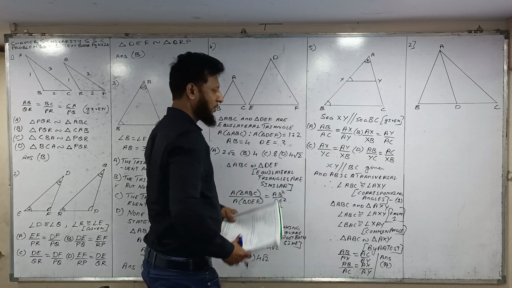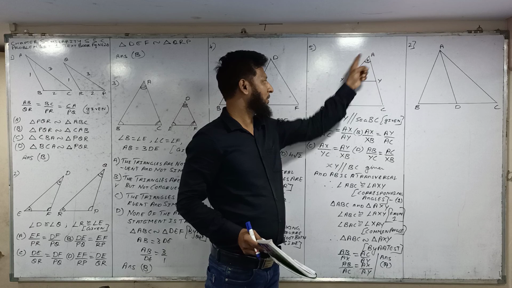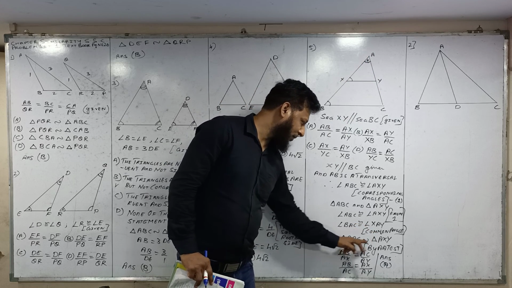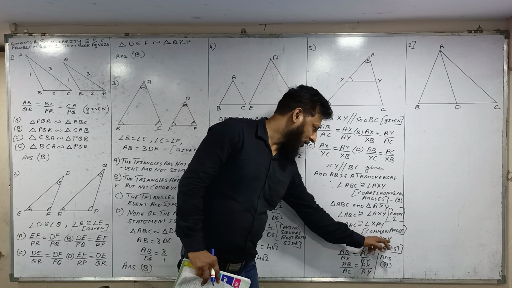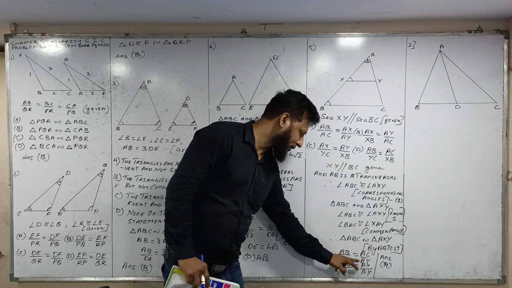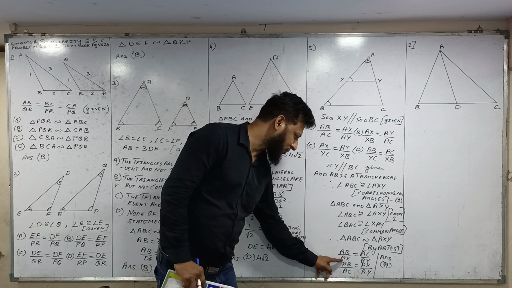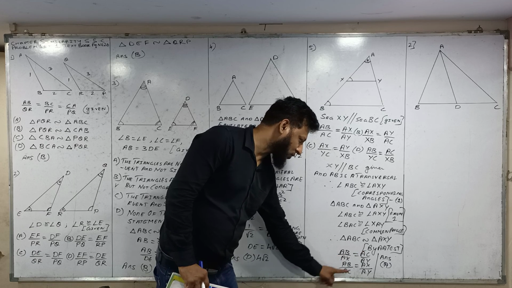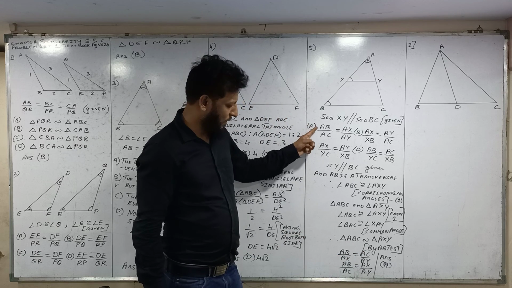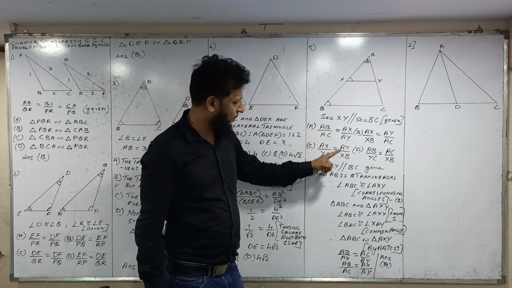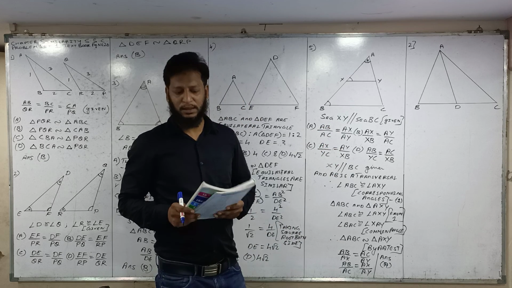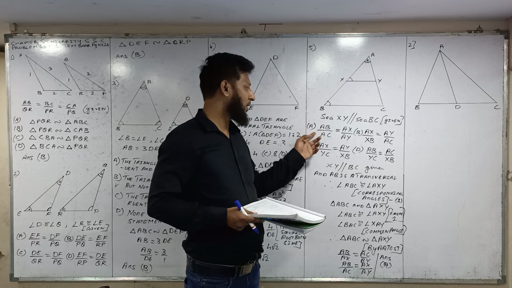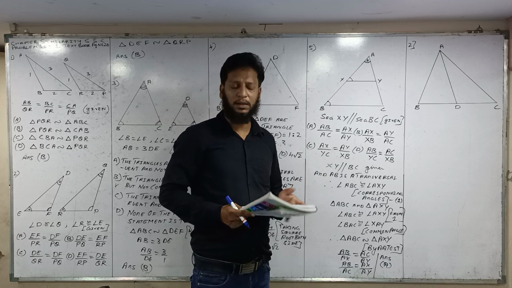So what we have done: first we proved the two triangles ABC and AXY similar. Then we wrote the corresponding sides, AB with AX and AC with AY. After writing this, cross multiply: AC will come to the position of AX and AX will go to the position of AC. Cross multiplying, we get this answer: AB upon AC is equal to AX upon AY. So we have done this fifth option. If the answer comes here, no need to go for B, C and D.